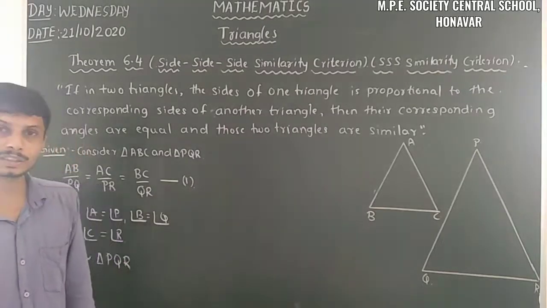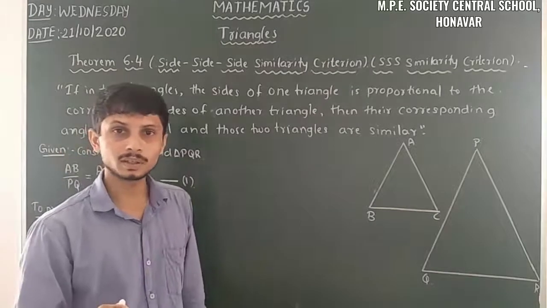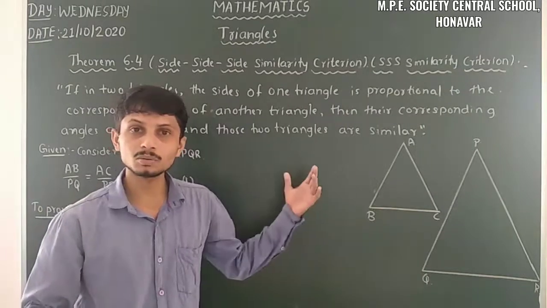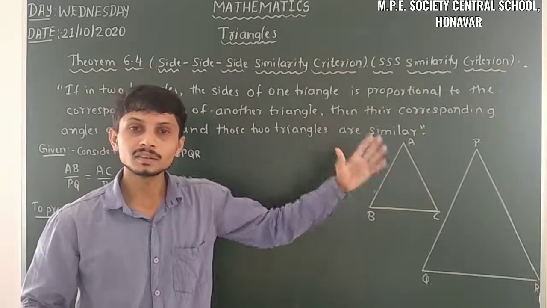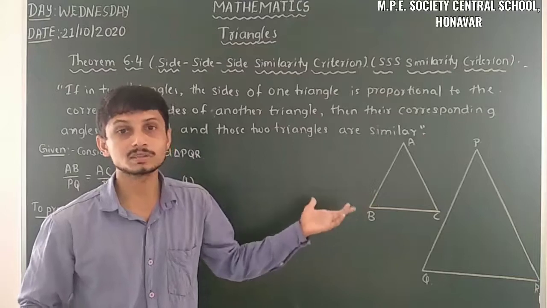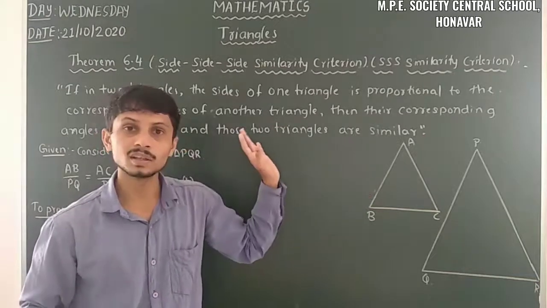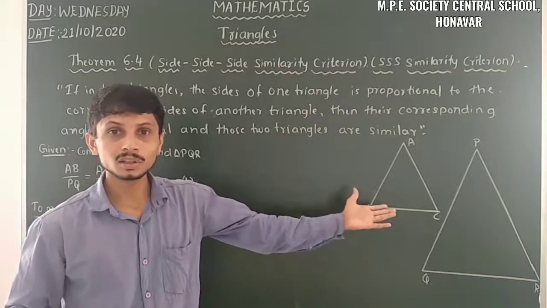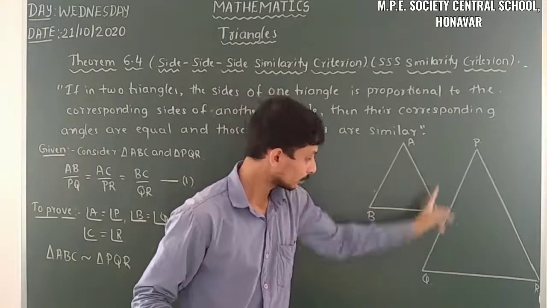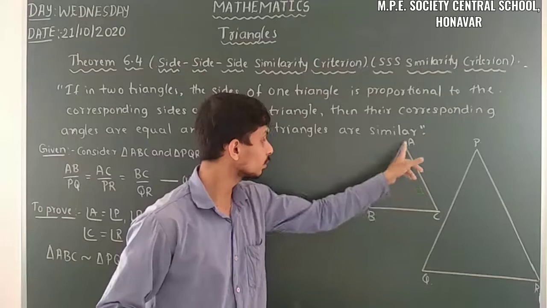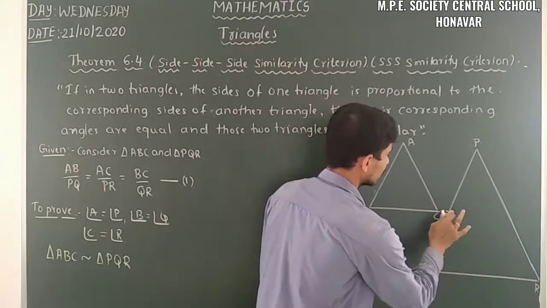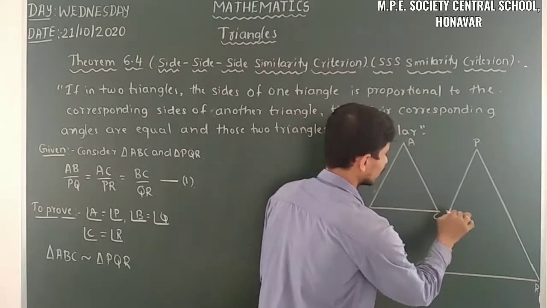Then let us take some construction, because here we know theorem 6.1: if a line is drawn parallel to one side of a triangle to intersect the other two sides in distinct points, then the line divides the other two sides in the same ratio. That means we have a ratio there, so theorem 6.1 is useful to us. Here we have to cut a point on PQ equal to AB. I will consider this as X.